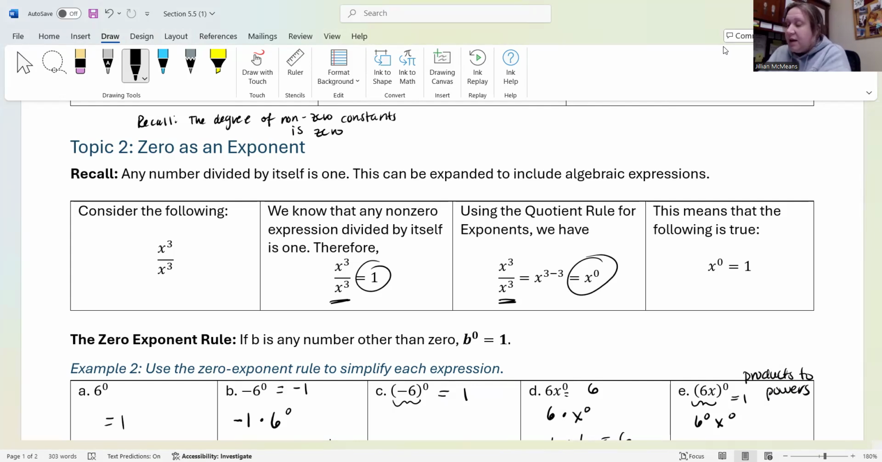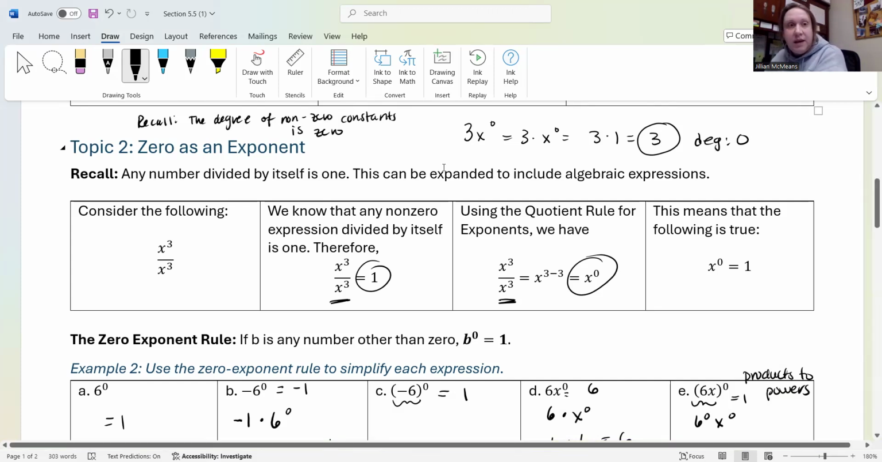If I had something like 3x to the 0, we know that's really 3 times x to the 0, which is really 3 times 1, which is really just 3. So I would just write this as 3. But secretly behind the scenes, there could have been x to the 0 power. So this is why we would say the degree here is 0. That's how I think of it anyway when we talk about the degree of a non-zero constant being 0. Technically, there's multiplication by a variable to the 0 power. So that's why we get that.